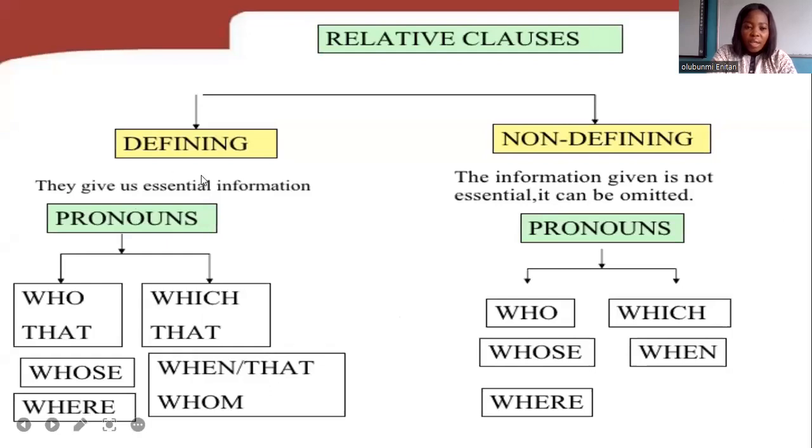So let's finally look at this diagrammatic representation of the relative clauses. The defining ones give us essential information. They start with relative pronouns such as who, that, whose, where, which, when, and whom. But for the non-defining, the information given is not essential. It can be omitted. And they are restricted to these pronouns: who, whose, where, which, when. So it's as simple as that.